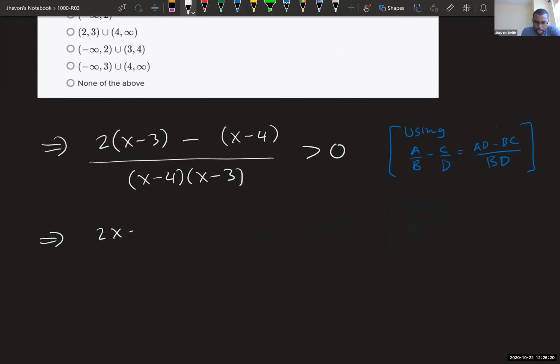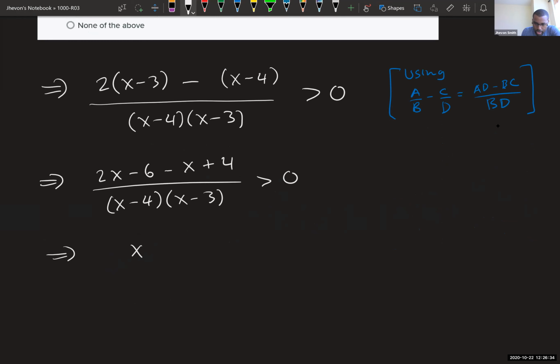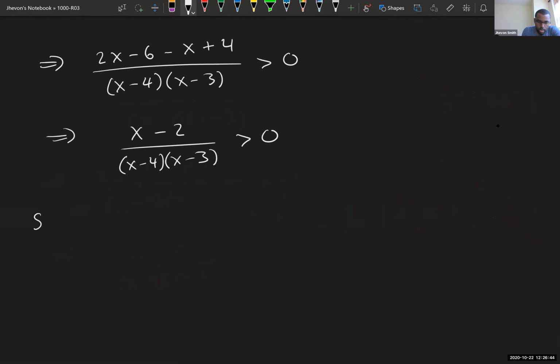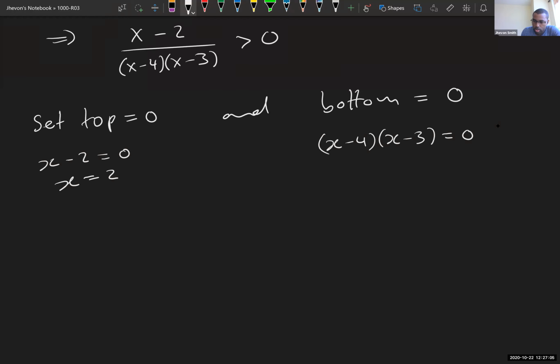So here I would have 2x minus 6 minus x plus 4. I want that to be greater than 0. So here I would have x minus 2 over x minus 4, x minus 3. Then set top equals 0 and bottom equals 0. So here you have x minus 2 equals 0. That gives you x equals 2. Here you have x minus 4 times x minus 3 equals 0. This means that your x equals 3 or your x equals 4.